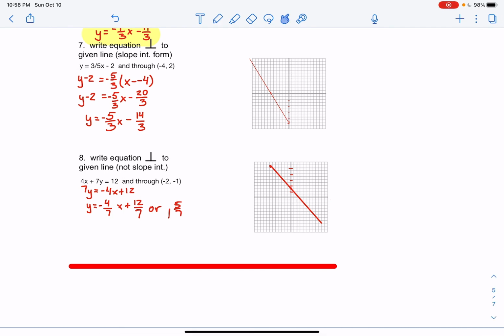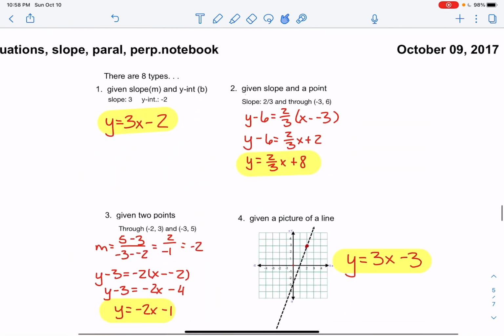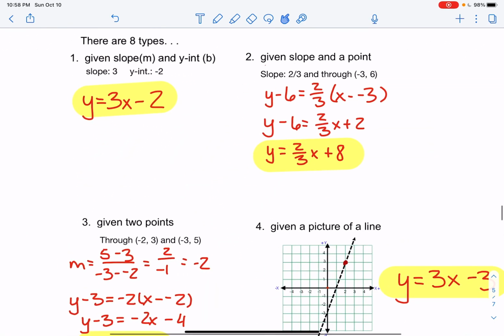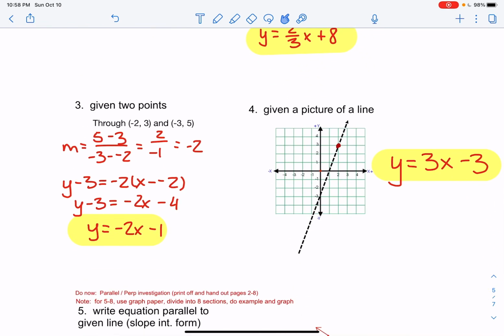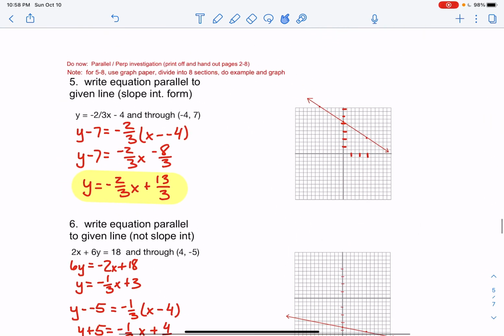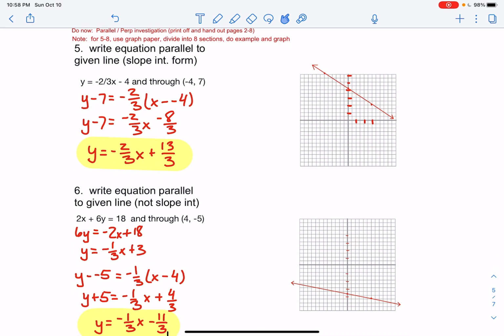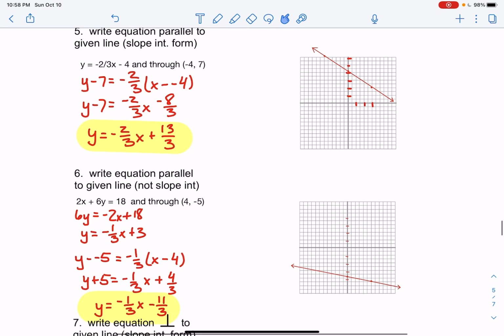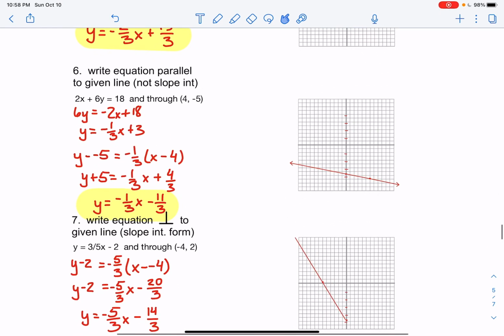So those are all the different scenarios for graphing lines. I can be given a slope and intercept. I can be given a slope and a point. I can be given 2 points. I can be given a picture. Or in cases where it asks me to write an equation of a line that's parallel or perpendicular to it: if it's already in slope-intercept form, I already know the slope. I can just plug it in to point-slope form right away. But if it's not in slope-intercept form, I just need to solve for y, and then I can find the slope from there. And then once I have the slope, I can find the slope that's either parallel or perpendicular to it. Remember, parallel slopes are the exact same. Perpendicular slopes are just opposite reciprocals.